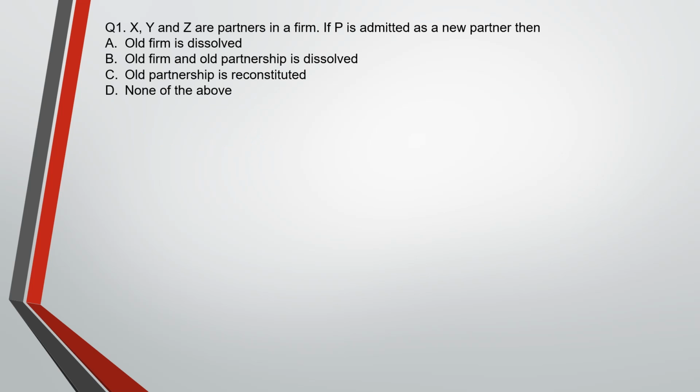So it is not reconstitution of the firm, and therefore there is no dissolution of the firm or no dissolution of old partnership. But the correct option here would be the old partnership is reconstituted, new partner is admitted, and the agreement between them undergoes a change to accommodate the new partner as well into the business. So I hope that concept about admission of partners is clear to you.